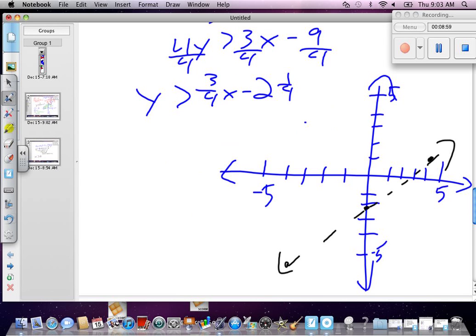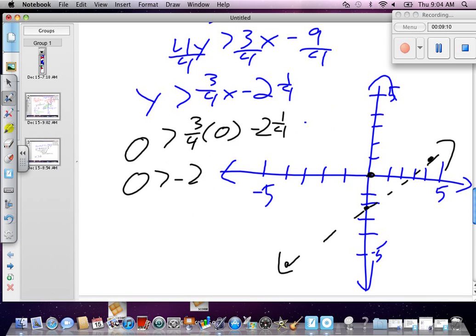And then shading should be the same thing that we've been doing. Plug in 0. 0 is greater than 3/4 times 0 minus 2 1/4. So I get 0 is bigger than -2 1/4. Is that true? You'd rather have $0 than owe me $2.25? Yeah. So we shade over the 0 then.